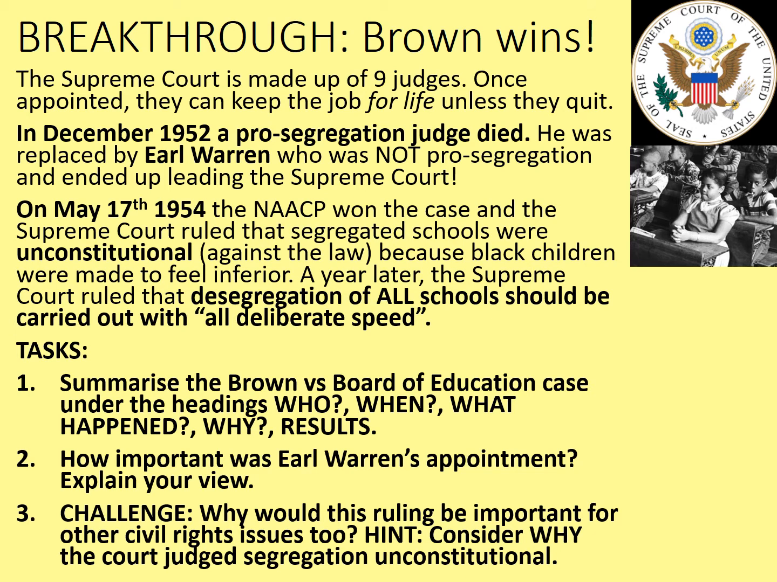So what happened? Well, the Supreme Court did indeed rule that segregated education was against the Constitution on the basis that it made black children feel inferior. Why? Well, really because the NAACP were able to demonstrate that fact to the Supreme Court. So the result was that all schools would now have to desegregate, and here's the crucial phrase again, with all deliberate speed.